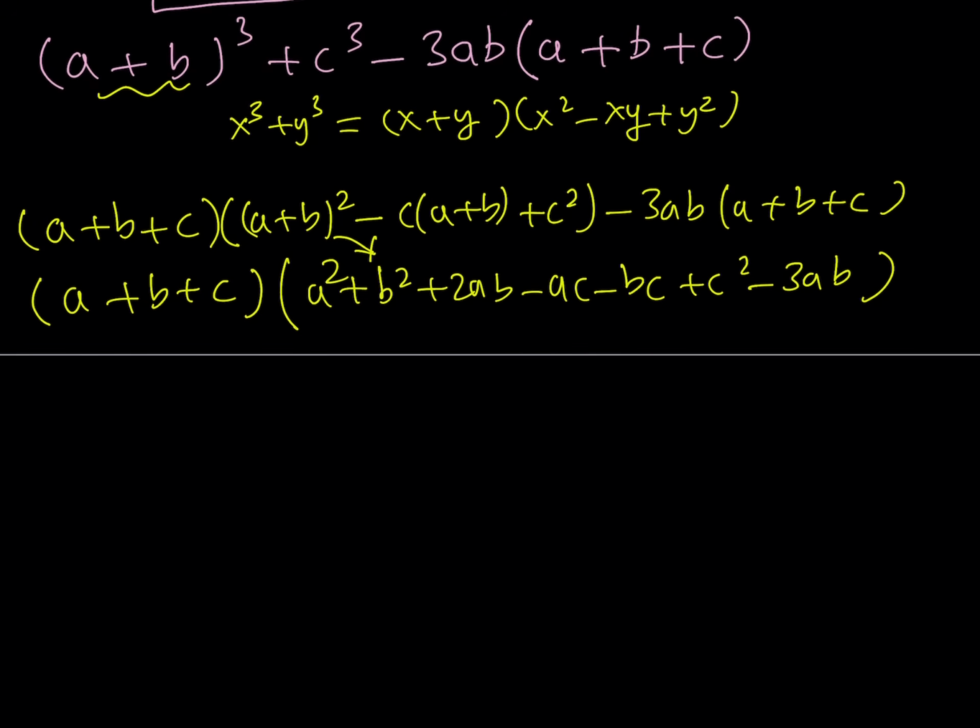Okay. So this is what it is. And C squared is here, and so on and so forth. We already pulled out A plus B plus C. We don't have to worry about it. Now, A plus B plus C is pretty simple.